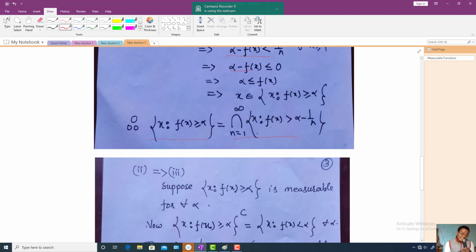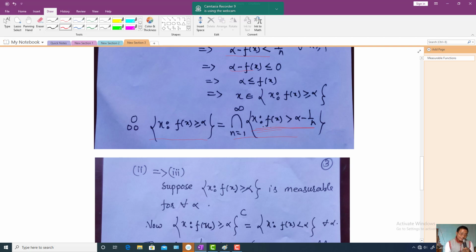So by condition number 1, the function is measurable. Therefore the set of x such that f of x is greater than alpha minus 1 upon n: alpha is a real number, minus 1 upon n is also a real number. Since the function is measurable, this set is measurable, by the definition of measurability, for each n.